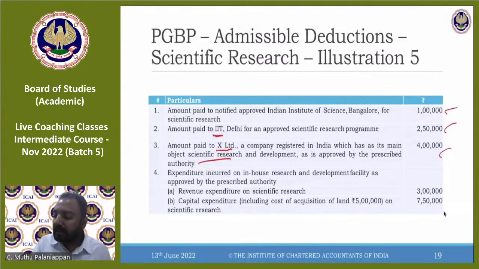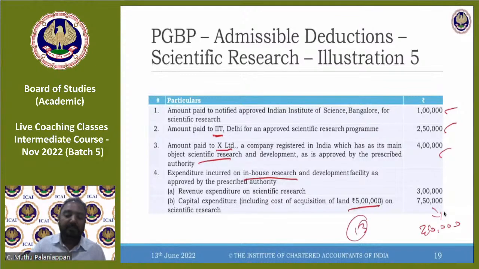And the fourth thing is expenditure incurred on in-house research and development as prescribed by the authority. Revenue expenditure on scientific research is 3 lakh. Capital expenditure is 7.5 lakhs, including cost of land of 5 lakhs. So in this, how much is eligible? Only 2,50,000 is eligible. So 2.5 plus 3, 5.5, 9.5, 10, 12, 13. So totally 13 lakhs can be claimed as deduction. If profits are not sufficient, you can carry forward for any number of years and set it off in future years. So that is what scientific research is about.